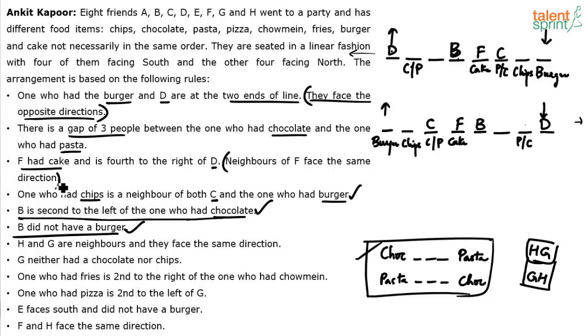Neighbours of F in the same direction has not been used, but otherwise we have considered that F had cake and is 4 to the right of D. There is a gap of 3 people between chocolate and the one who had pasta, which has been used, right? This point has been used. This also has been used. Okay. Now G neither had chocolate nor chips. Okay.